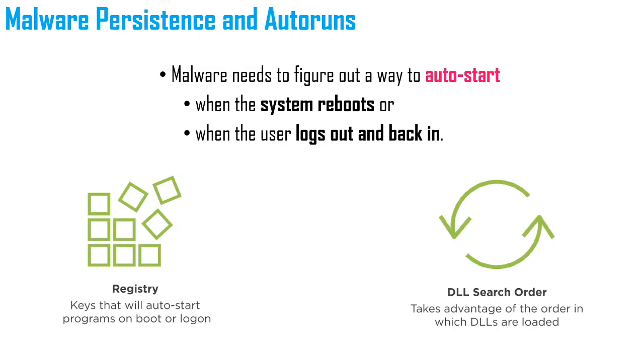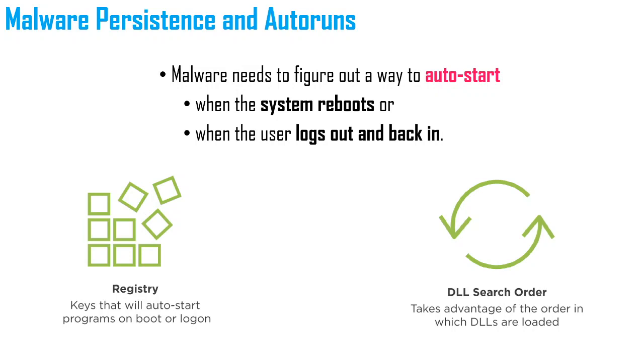For this, the malware has to do something in the operating system to maintain this persistent behavior. Usually the malware author considers two kinds of techniques for this persistent or autorun behavior. The first one is the registry. The malware author creates the malware in such a way that it will drop registry keys, or modify registry keys, that will auto start the programs on every boot or every logon. So this is the first thing.